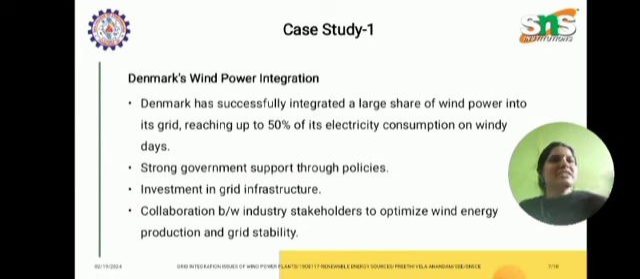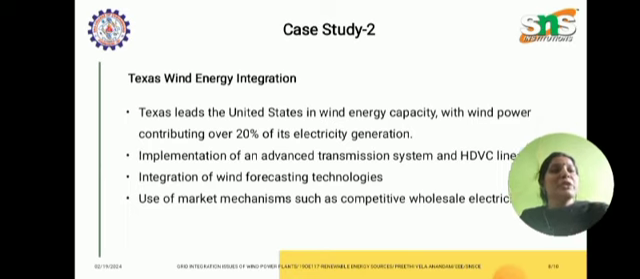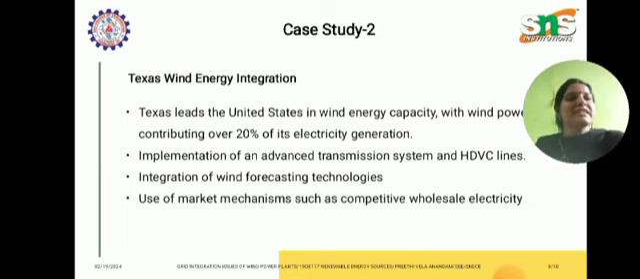So that is one of the case studies we have referred to here. Case study number 2, Texas wind energy integration. Texas leads the United States in wind energy capacity, with wind power contributing over 20% of electricity generation, along with the integration of wind forecasting technologies and the use of market mechanisms such as competitive wholesale electricity. So these two case studies lead to grid integration.